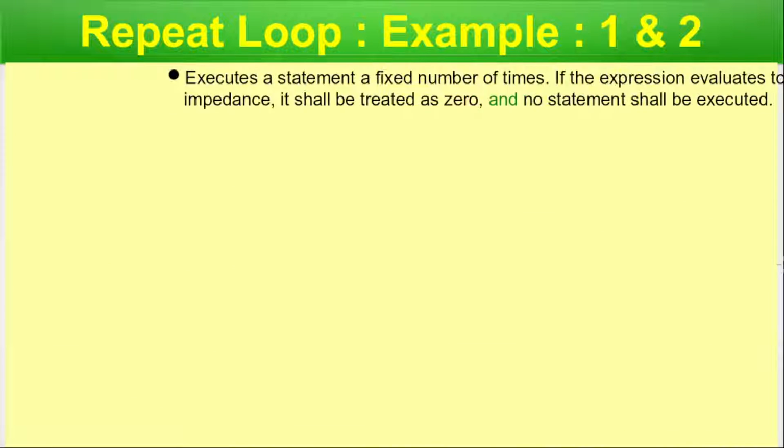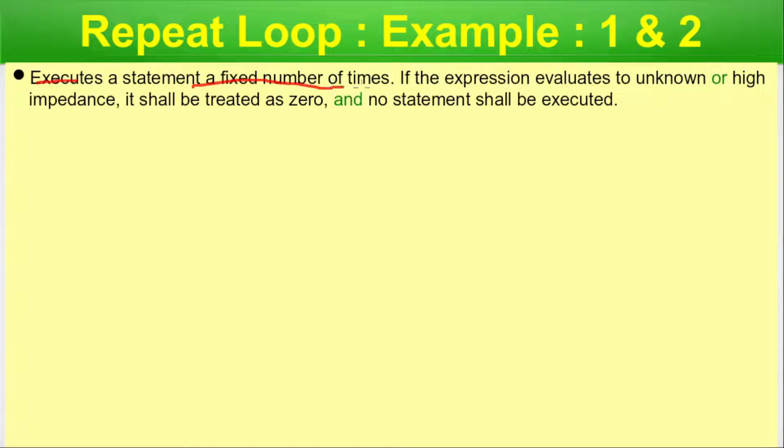Here it executes a statement for a fixed number of times. This means it repeats a fixed number of times. We don't have conditions, so we have only, say, 10 times repetition or 5 times repetition. This way it is a fixed, constant number of repetitions. If the expression evaluates to unknown or high impedance, it shall be treated as 0, and no statement shall be executed. This is a native conditional checking for the repeat loop.